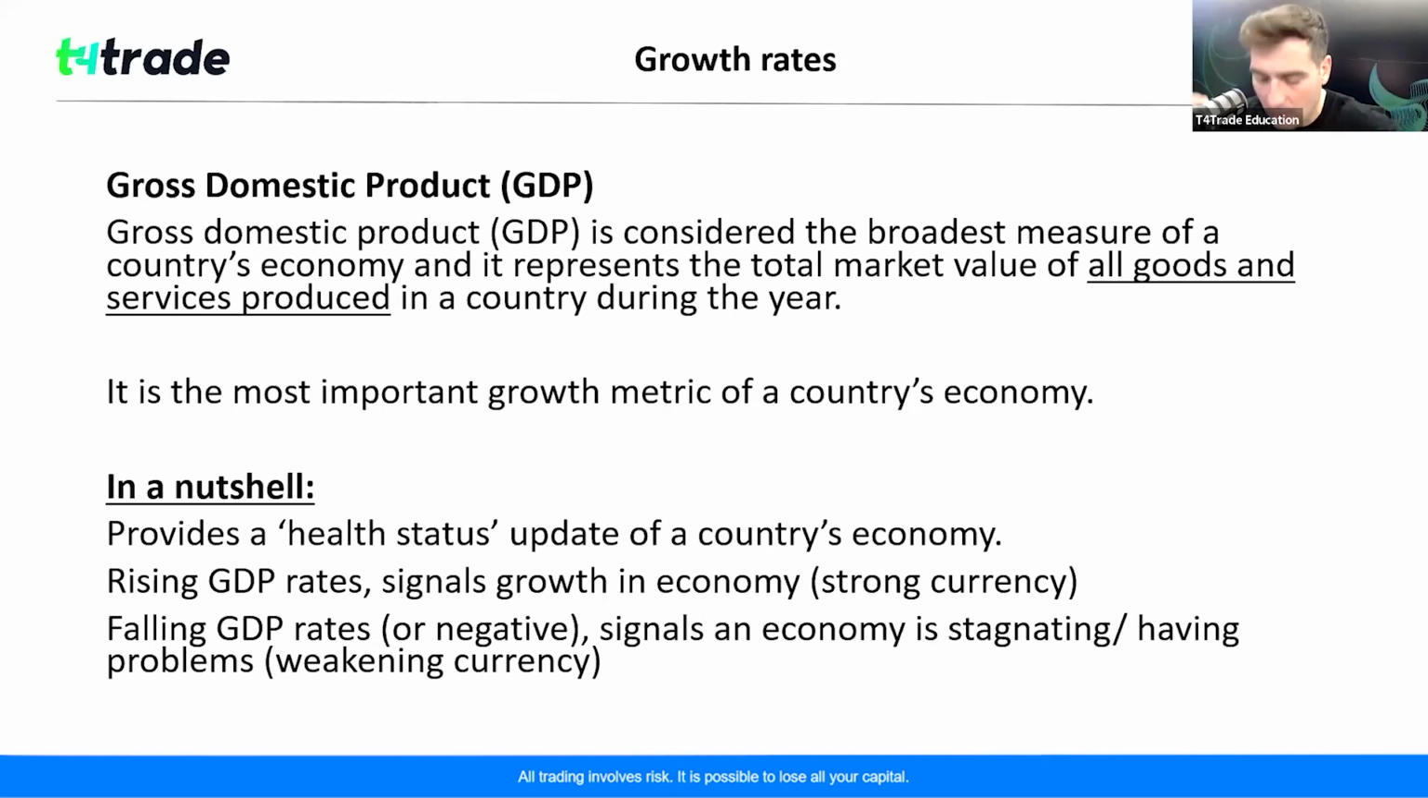So everything that you have created, let's take the example of the Japanese economy, within the year, the GDP represents the total amount, worth of yen, of the products you have produced and the services that you have created within that year. So it's a value of how much the stuff that you produce is worth. That's it. It is the most important growth metric of a country's economy.